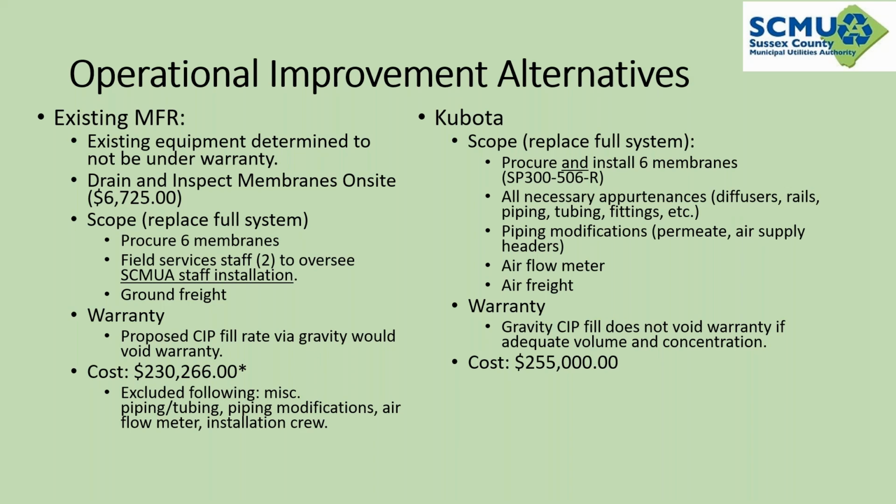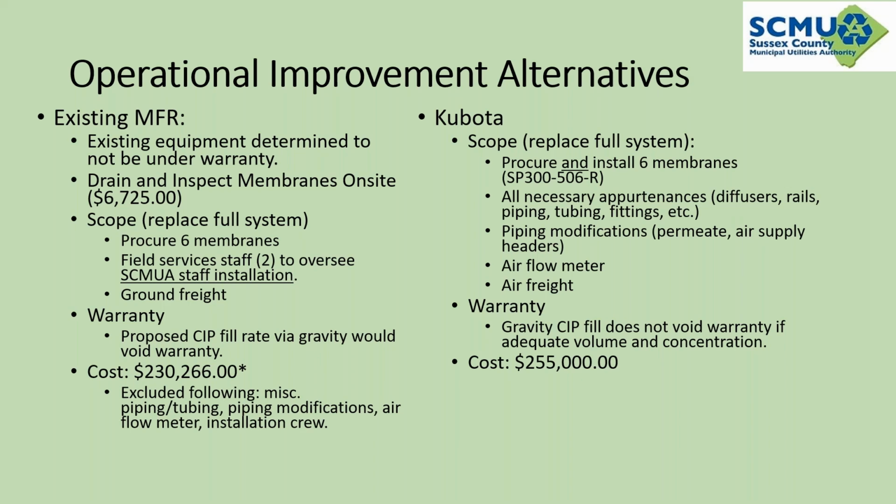So we would have gotten new units, but some of the other wish list items were a concern, and the fact that the MUA staff would have to do the installation was included in the decision-making process. The overall cost was just over $230,000, but that did exclude the miscellaneous piping and tubing, some of the piping modifications that were required. We needed a new airflow meter because the existing one from the original installation had already died, and the actual installation crew, the installation labor.